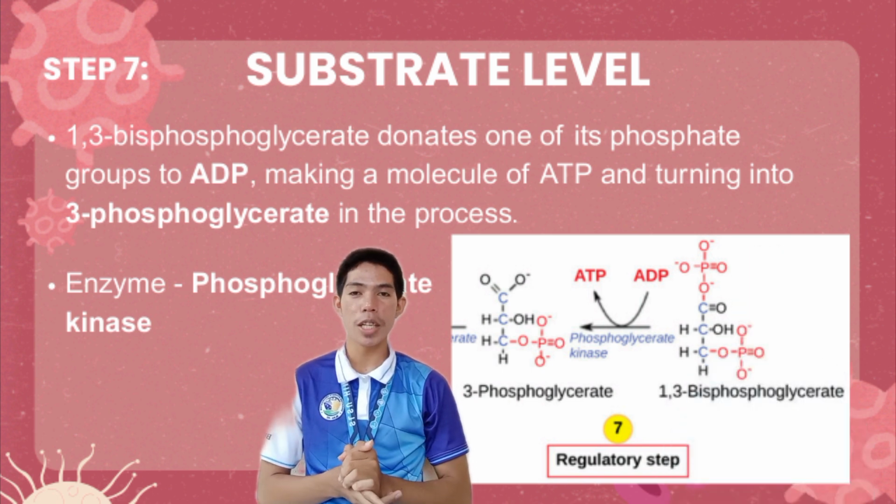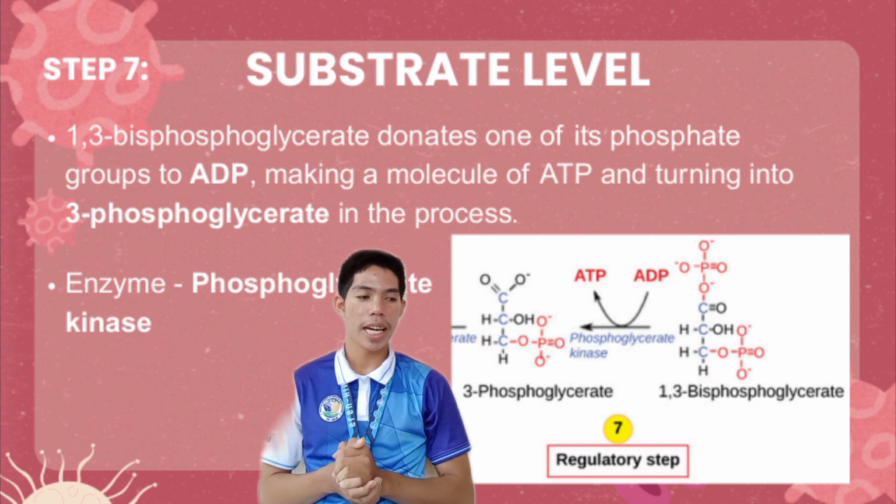As you can observe in the figure, we have two phosphate groups attached in the structure. So, galing kay 1,3-bisphosphoglycerate, it will turn into 3-phosphoglycerate.